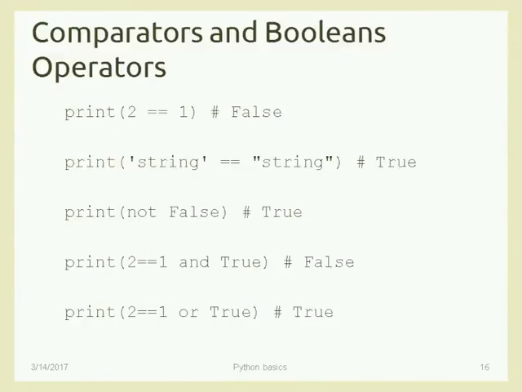Not false is true. True equal equal one and true is by Boolean logic false. And true equal equal one or true is instead true by Boolean logic. So in Python, you have the comparators, like in any other language. You have not, you have and, or, written in this way. And when evaluated, they give you true or false.